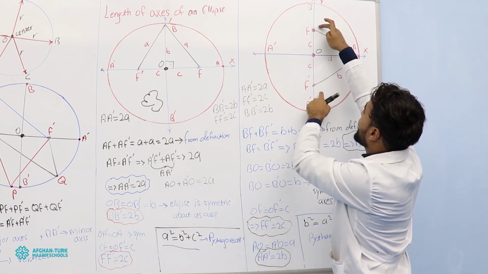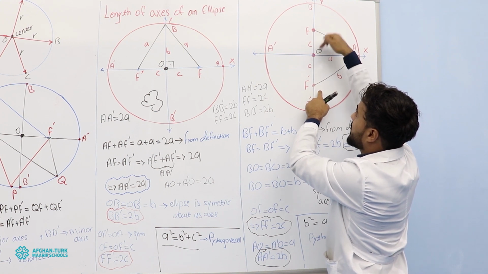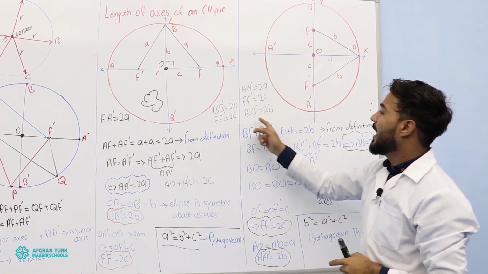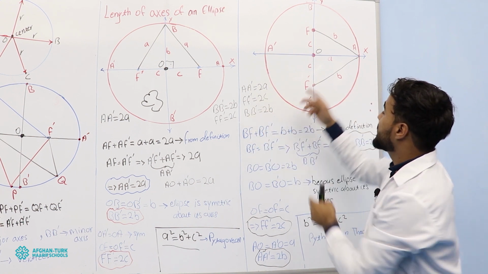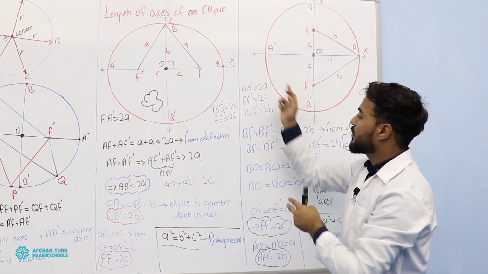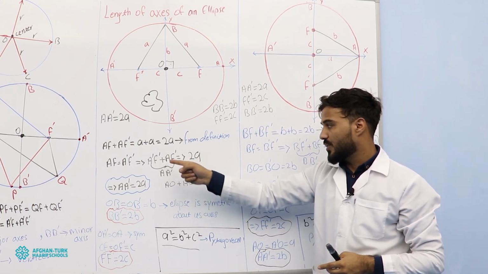F F' means the distance between the two foci, which is the distance between the center and focus of this ellipse, is equal to 2C. And B B' is equal to 2B. It means the major axis is 2B. Also, we can prove these three equations like those equations.